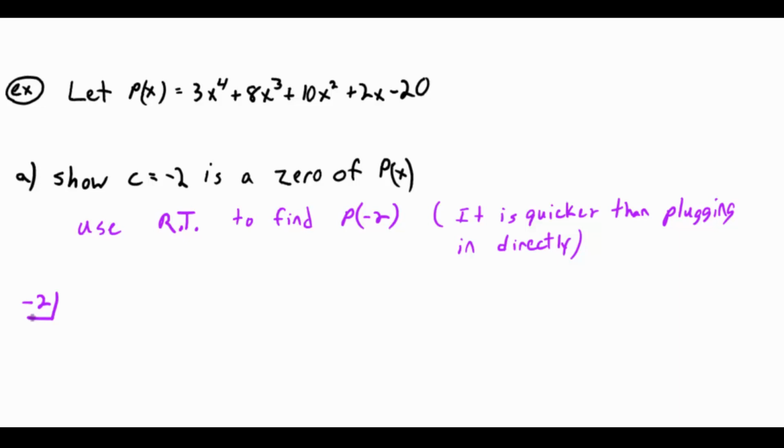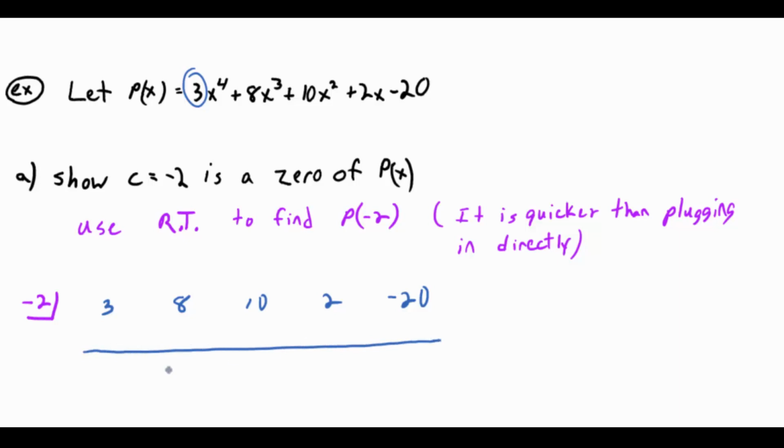So what are the coefficients that go across the top? Start with 3, 8, 10, 2, negative 20. Am I concerned with anything happening out of order? Descending powers of x? I think we're good, right? But always have that in your mind.